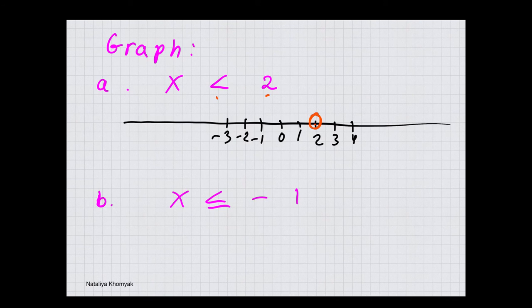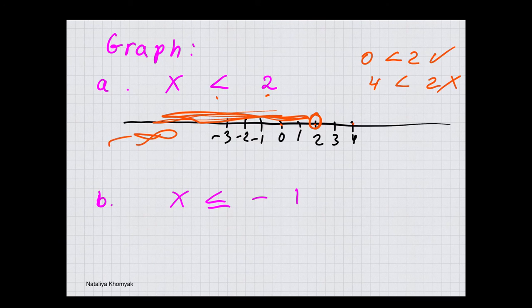And all the numbers that are less than 2 are to the left. To check, let's say I check with 0. Is 0 less than 2? Yes. Let's check with 4. Is 4 less than 2? No. All the numbers to the left of 2 are less than 2, all the way to negative infinity.